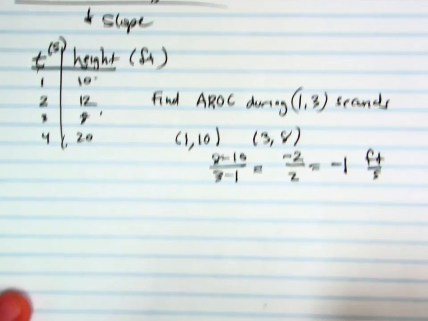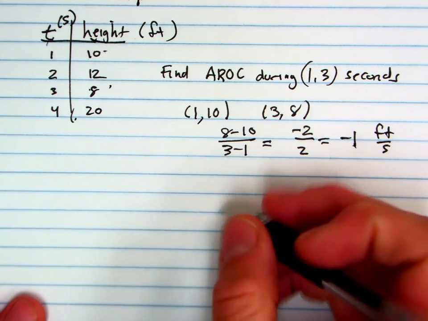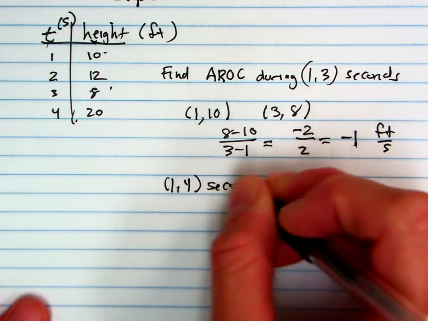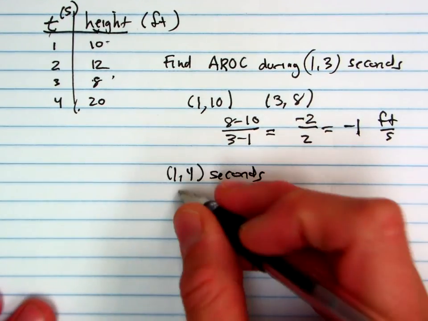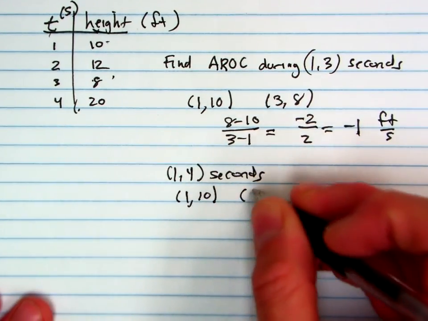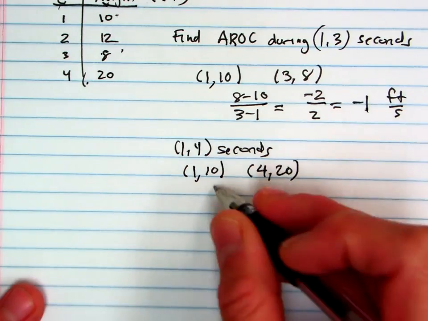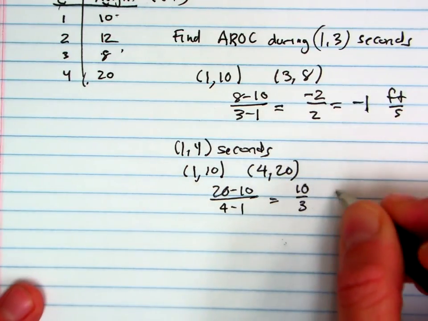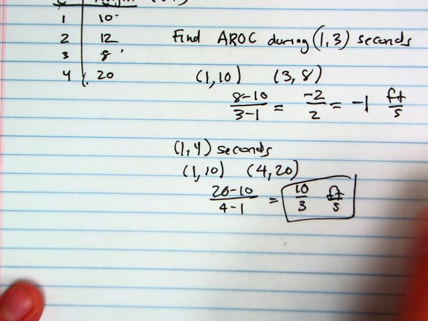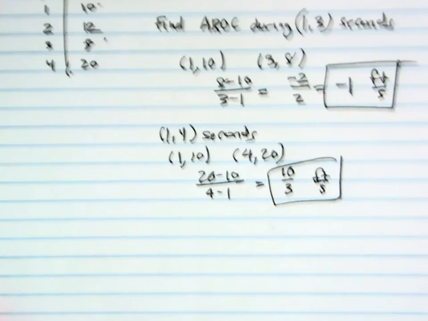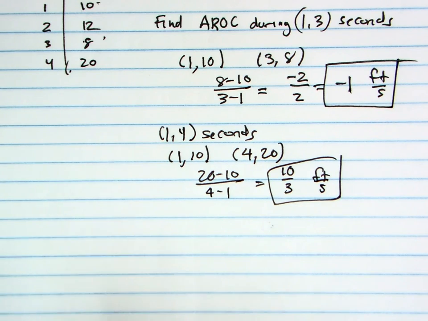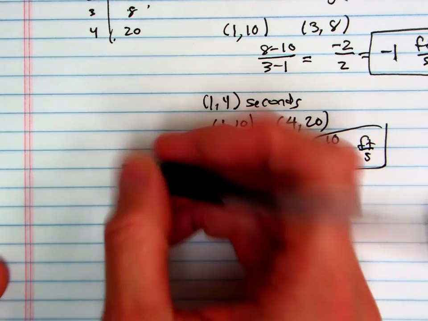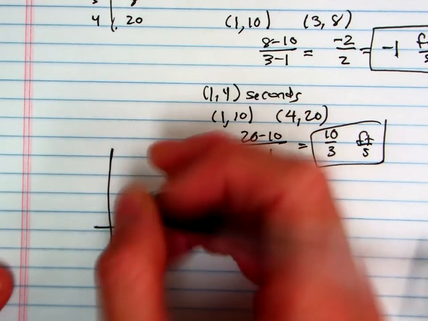Now if I find the average rate of change between 1 to 4 seconds, I would expect that to be positive, because I would have 1, 10, and 4, 20. So I find the slope here, and I get 10/3 feet per second. That's an average rate of change. So it's a slope, and we don't really care what is happening in between. We just care what's happening at the points that we want.